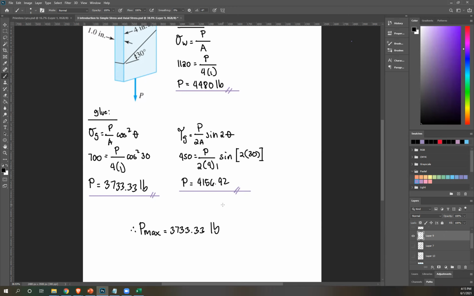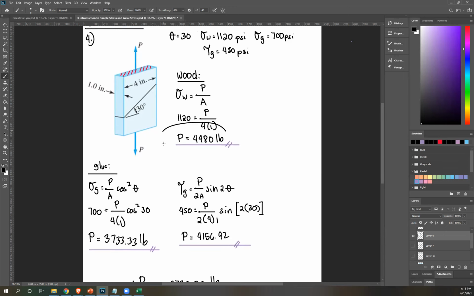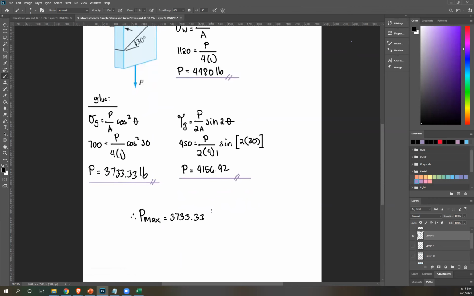Why? Again, let's say if we use force 4,480 here, that's greater than what the glue can carry. So the glue will fail. So I can't use this. Okay? Anything higher than this, the glue will fail. We don't want a part of our structure to fail. That's why this is your answer. Okay?